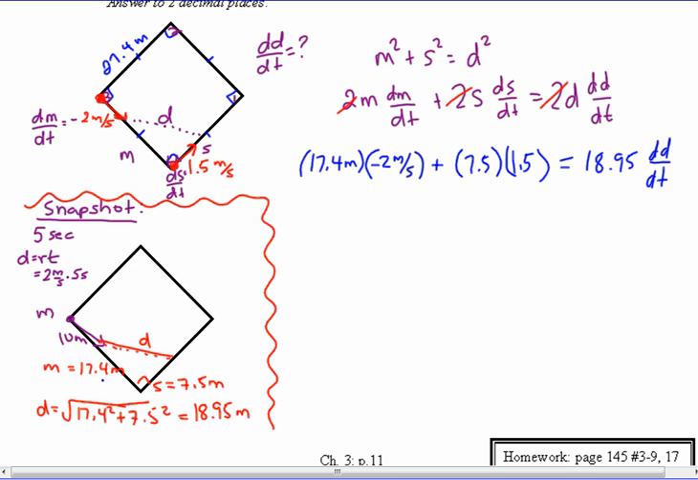Okay, let's plug that into our calculators. Can I just divide both sides by 18.95? You can plug that into your calculator at once, right? Just have your invisible brackets here.